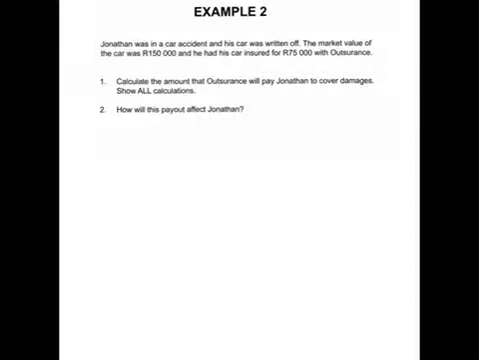Now we use the same formula, and in this case the amount that we are insured for is 75,000 Rand, and the market value of the car, or the property, is 150,000 Rand. And because the car was damaged completely, the claim amount is going to be 150,000 Rand, which is the full market value of the vehicle. So let's do the calculation.